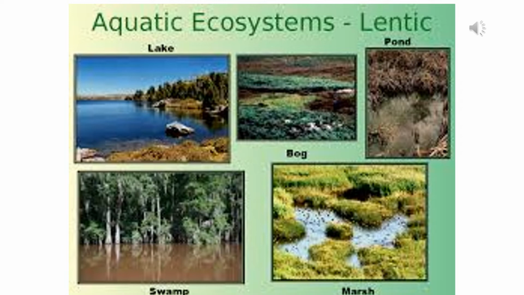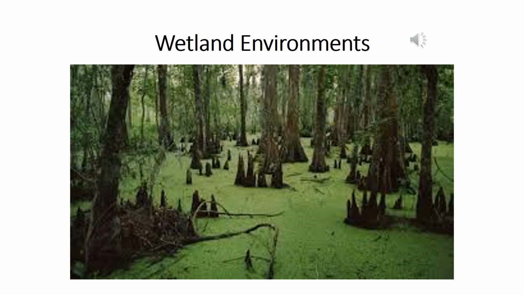Lentic systems is water that does not move. Lakes, swamps, ponds, as well as bogs and marshes where you may not see water, but there's perpetual water under there. There's wetland environments. These are lentic as well, such as these swamps here. Wetland environments, such as swamps, are also considered lentic environments.